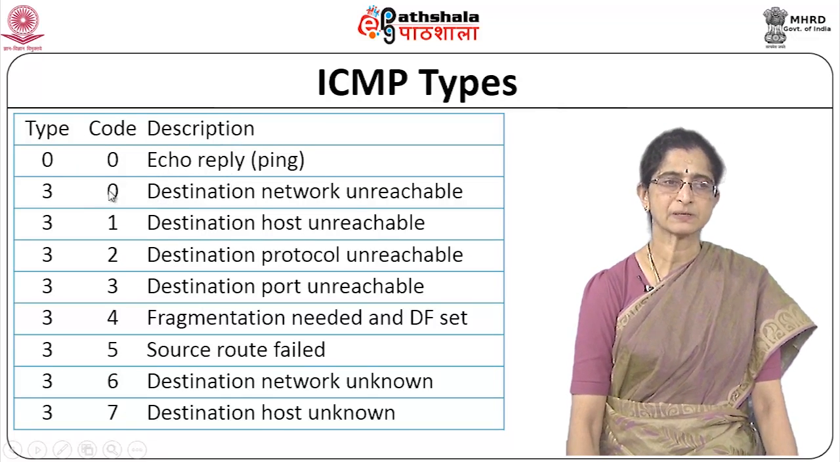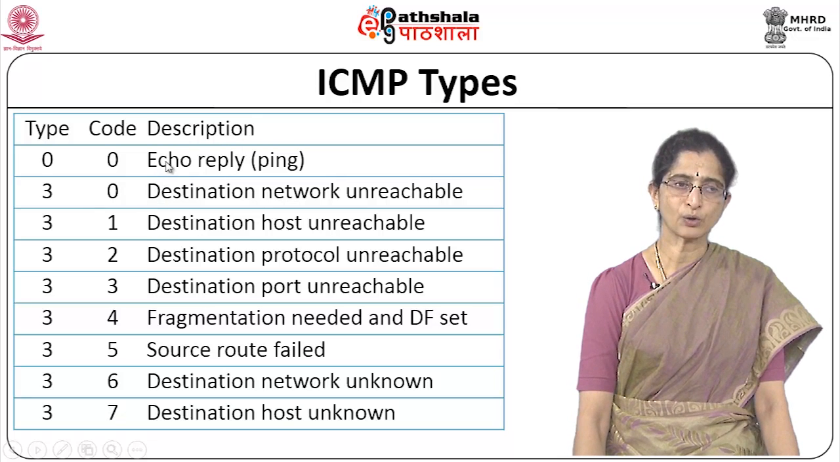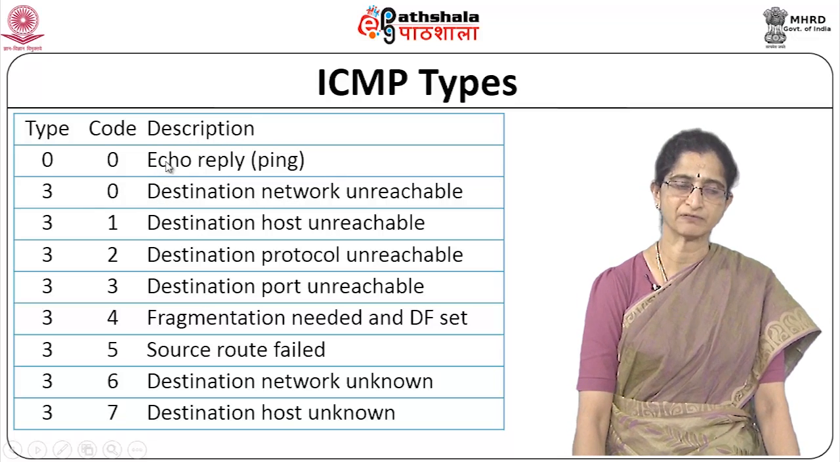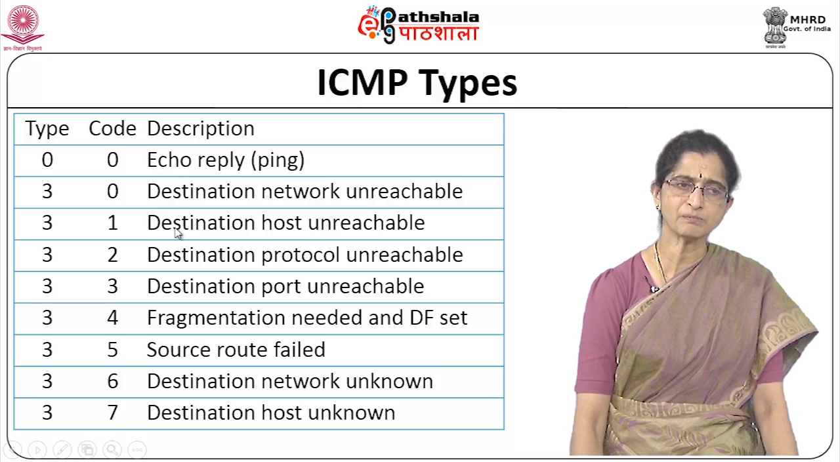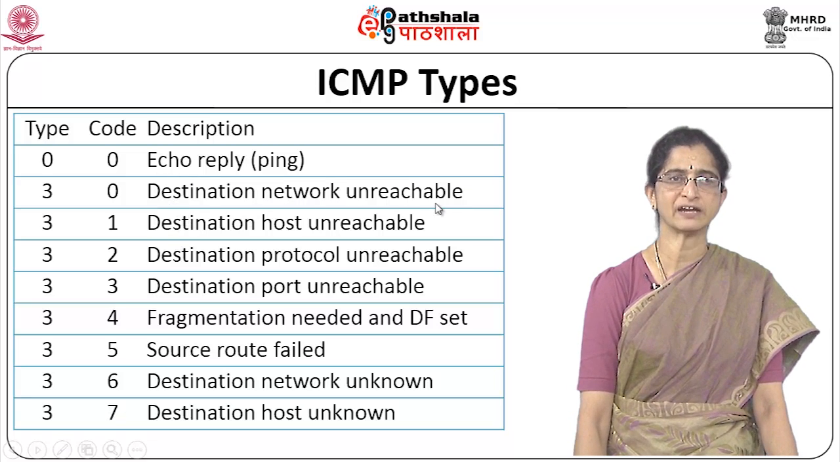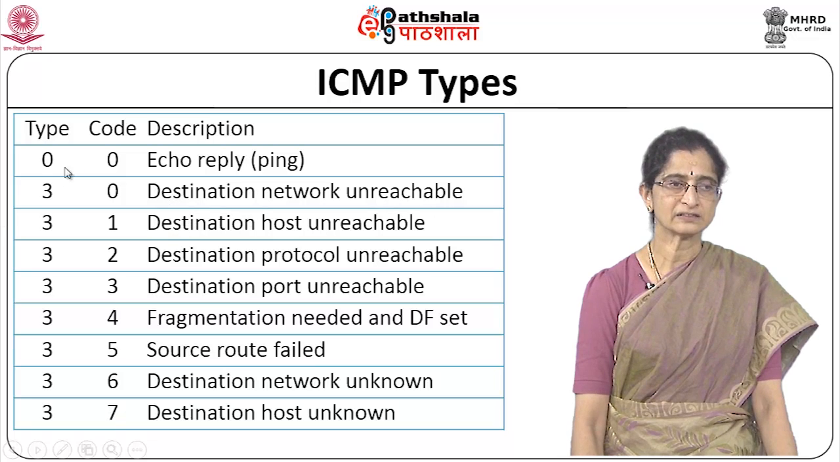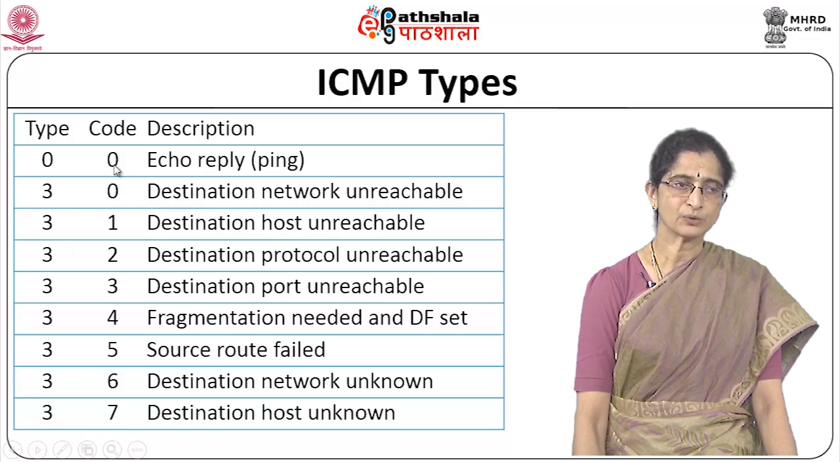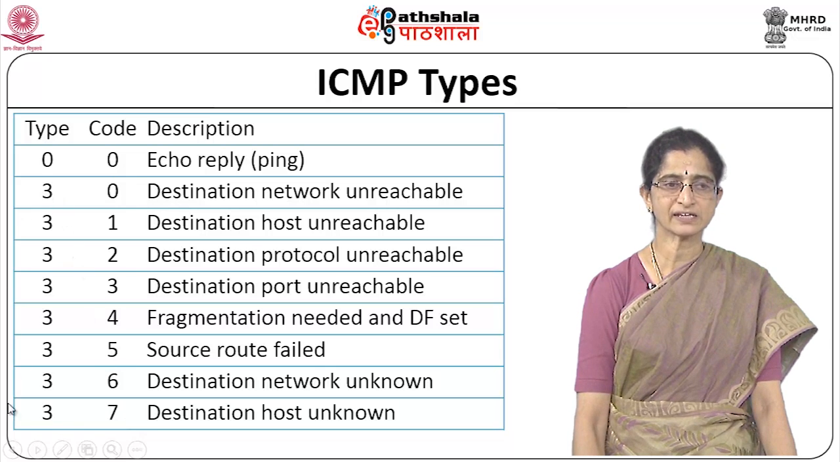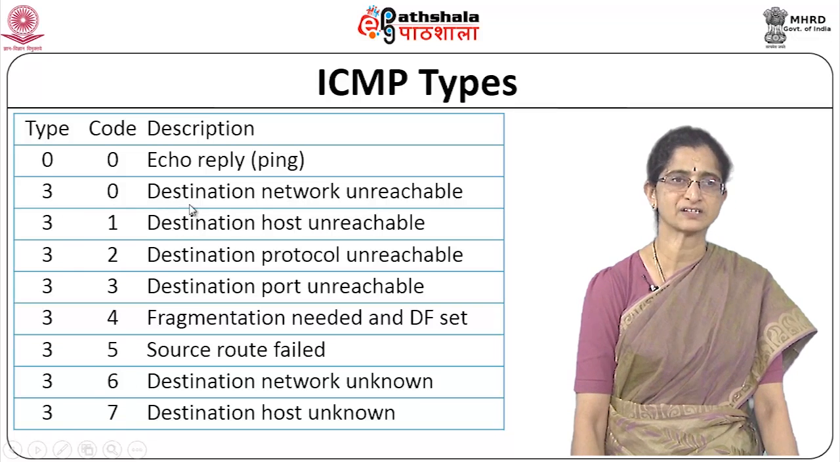Now let's look at the various ICMP types that we have. We have an echo request and an echo reply. Then there are a number of fields which talk about destination unreachable. You will see that the type here is 3, and you have different codes there. So type 3 indicates that some destination is unreachable, and the code here specifies why the destination is unreachable.